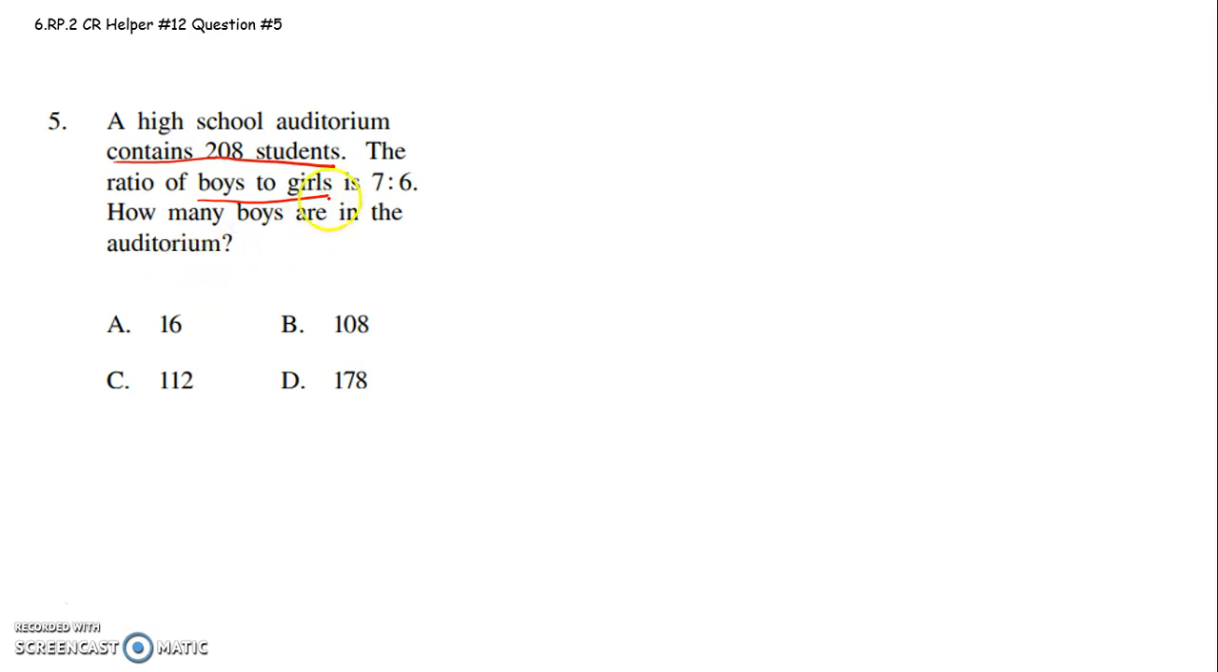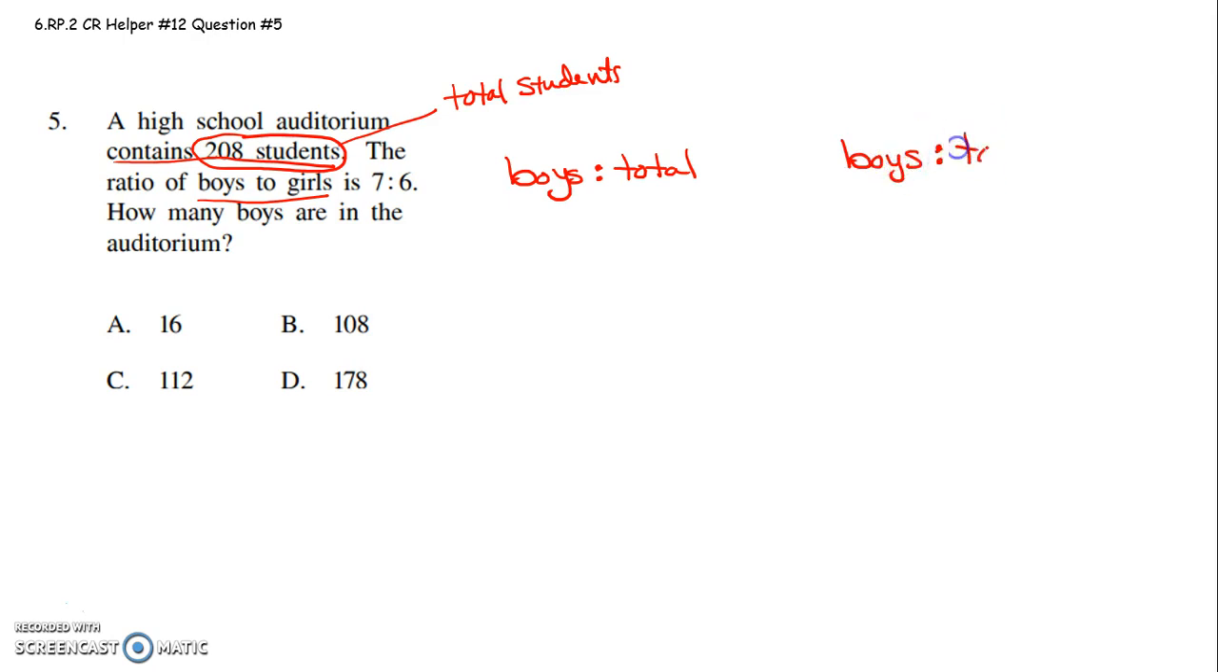So I know boys to girls is 7 to 6, but here's the issue. The 208 is total students. So the ratio we really need to worry about is not boys to girls. We need to figure out boys to total. So let's see if we can figure that out.